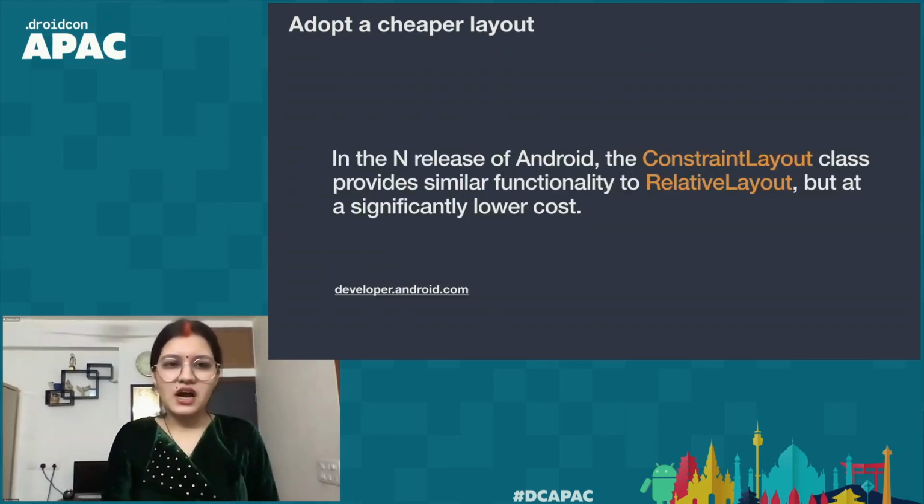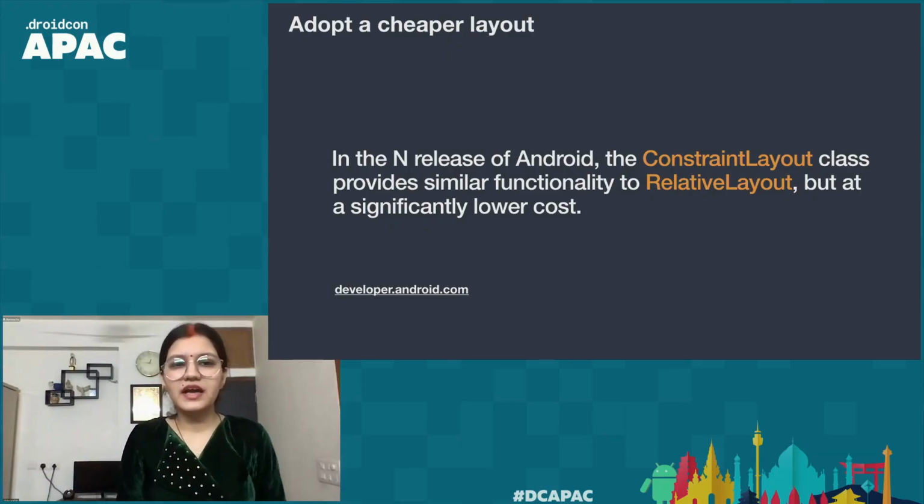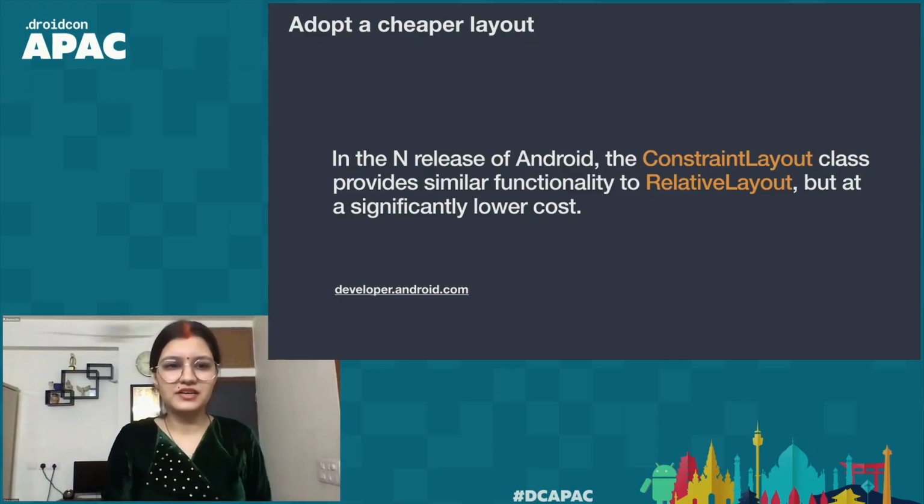And to support this argument, here is a quote from developer.android.com, which says, in the end release of Android, the constraint layout provides a similar functionality to relative layout, but at a significantly lower cost. So we should be ideally replacing all the relative layouts in your old legacy code bases wherever you find them. Just hunt for them and replace them with a constraint layout one by one, and you can optimize your legacy code base as well.